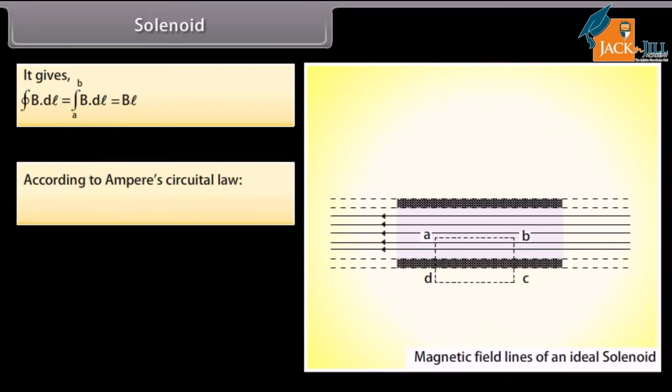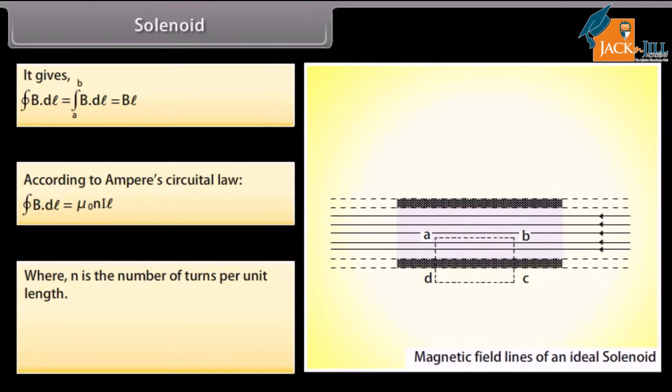According to Ampere's circuital law, closed integral of B dot dl is equal to mu naught nIL, where n is the number of turns per unit length. From above two equations, we get the result B is equal to mu naught nI.